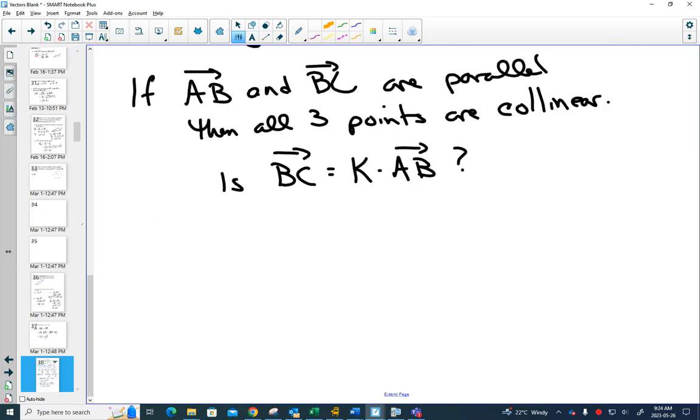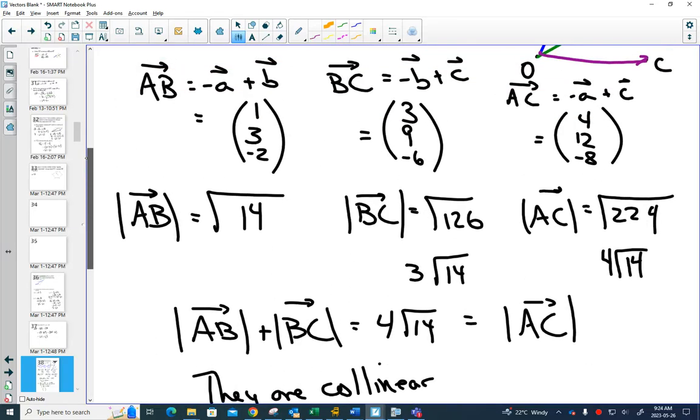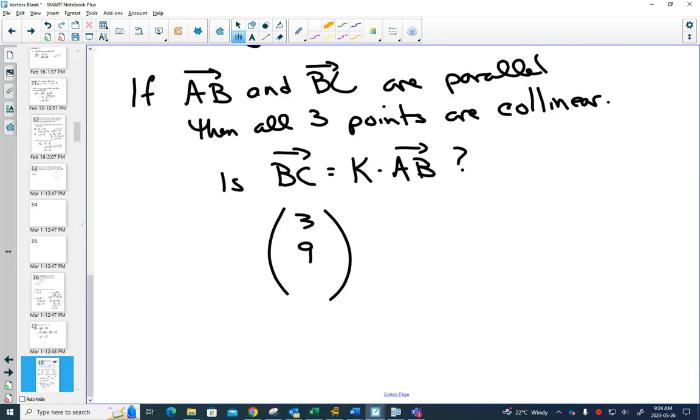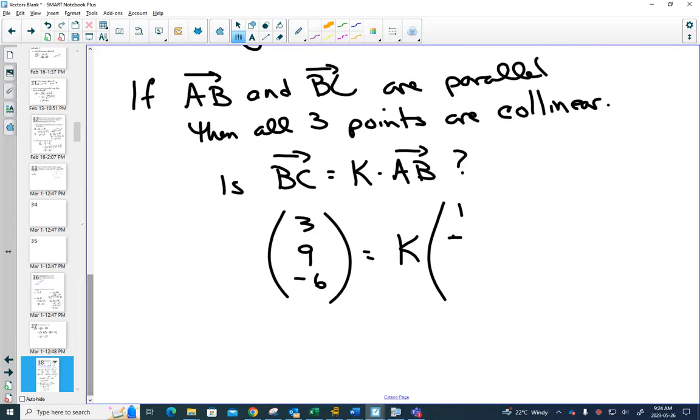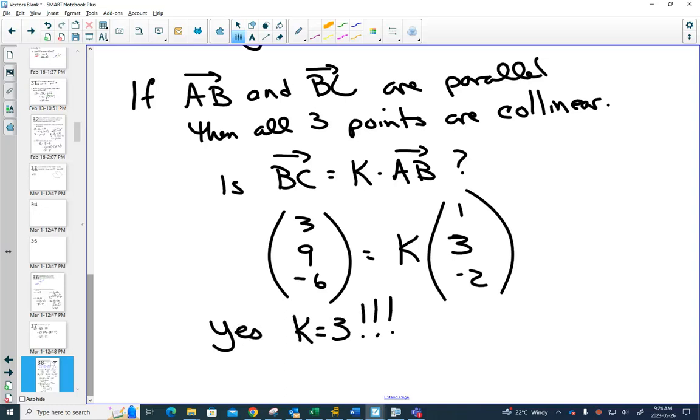Now B to C is what? We figured out B to C was 3, 9, negative 6. Is there some number k that we could multiply A to B by, which is 1, 3, negative 2, so that they're equal? Pretty easy to see, right? k has to equal 3. So you do 1 exclamation mark, but then it looked like a factorial.